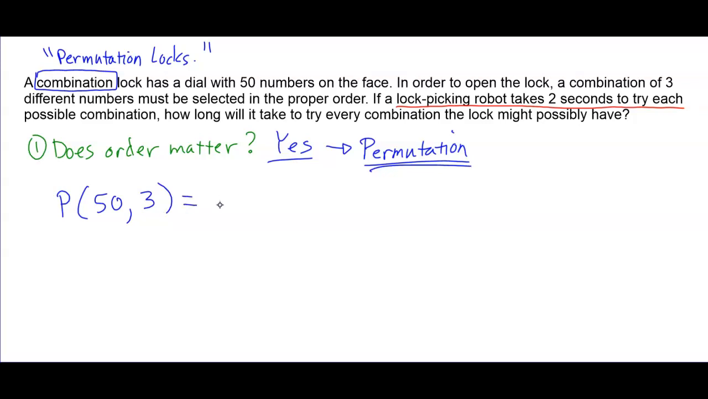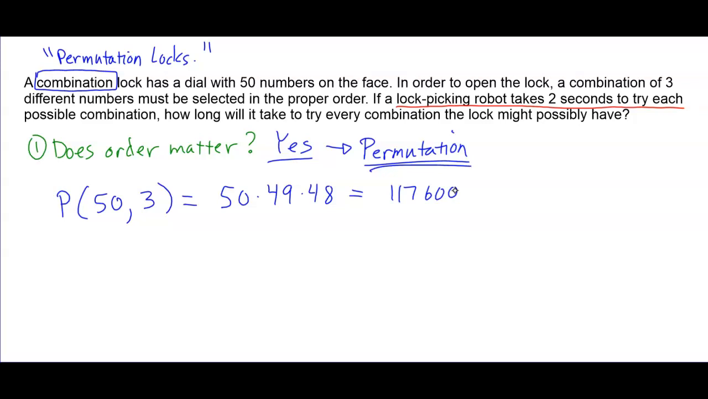And since r, in this case, is only 3, it's probably easiest to do the permutation here by simply multiplying the first 3 numbers of 50 factorial, instead of trying to get out the whole 50 factorial over 47 factorial nonsense. That's probably not necessary here. So you grab your calculator, you go 50 times 49 times 48, and you find out that there are 117,600 different possible combinations, or really permutations, on the lock.